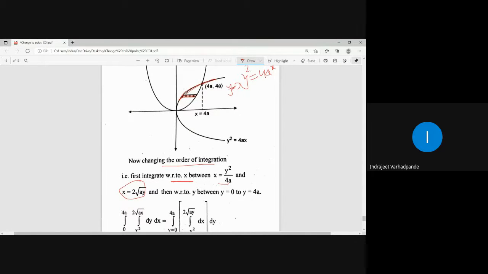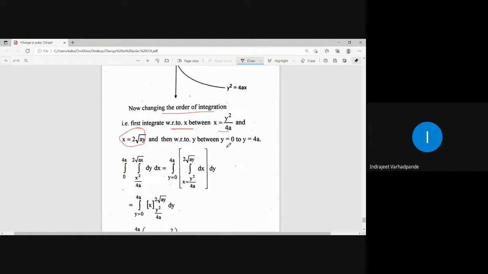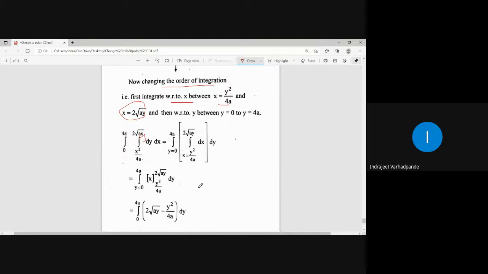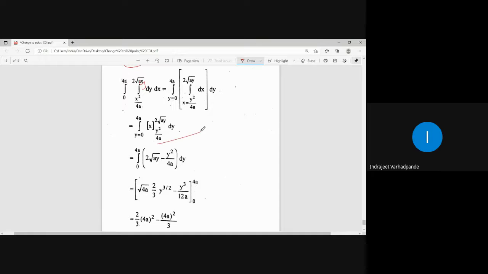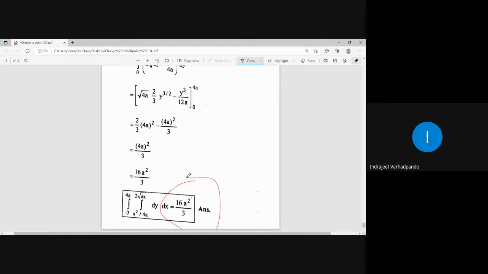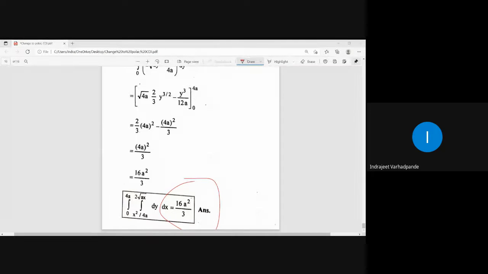And y will move from this line to this line, where y is 0 and y is 4a. So integration is done for x between y square by 4a to 2 under root ay, here it should be ay, and y from 0 to 4a. Do the integration, get the answer in the form of y. Again integrate with respect to y and simplify. Your answer should come out as 16a square by 3. So this is how we simplify and get the answer.